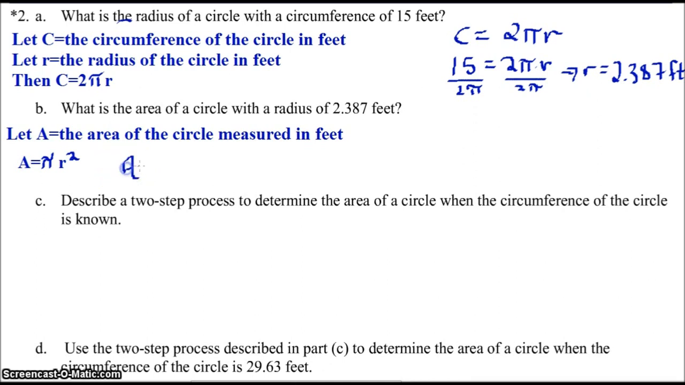So A equals pi times 2.387 feet squared. And we get about 17.9 feet squared.